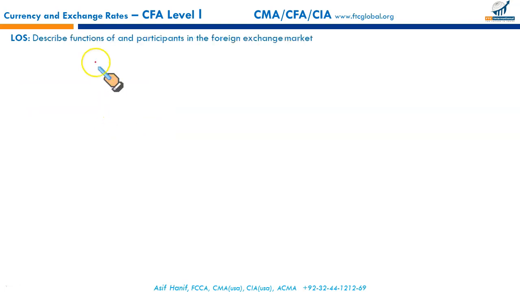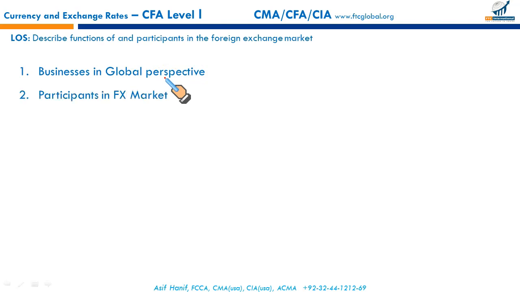Okay, the next LOS is describe the functions of and participants in the foreign exchange market. First, businesses in global perspective. Firms that do business in different countries are exposed to fluctuation in relative values of exchange rates over time. So foreign exchange markets allow for hedging these exposures we discussed in our previous readings. They also allow for investors to take positions to take advantage of expected changes in rates over time.